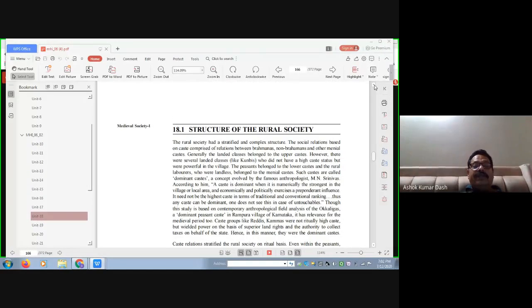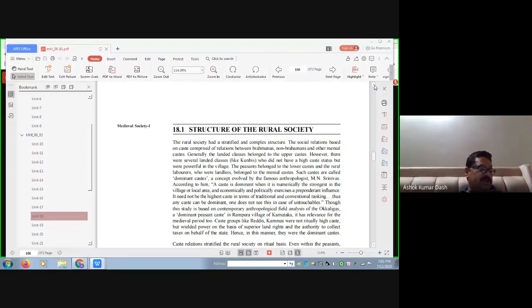Now, we see that the rural society had a stratified and complex structure. The social relation based on caste comprised relations between Brahmanas, non-Brahmanas, and other menial castes. Generally, the landed classes belong to the upper caste. I think these things enumerated in your study material, in unit 18, are not so difficult to understand. It has been mentioned what the social structure was in rural society during medieval time. Now, you can understand them.